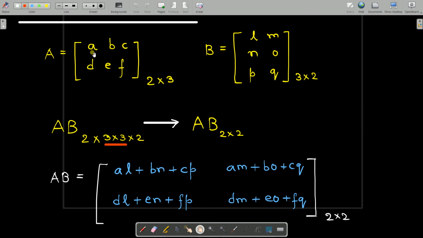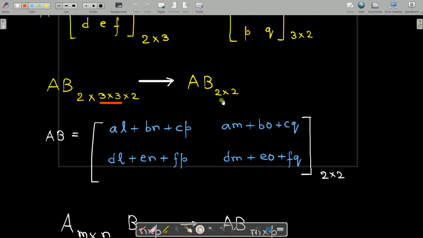So here A into M plus B into O plus C into Q. Okay. Now the second row and then the first column. So D into L plus E into N plus F into P. And then we have D into M plus E into O plus F into Q.